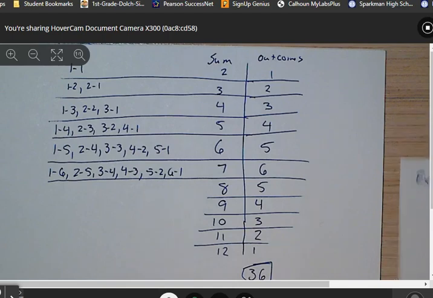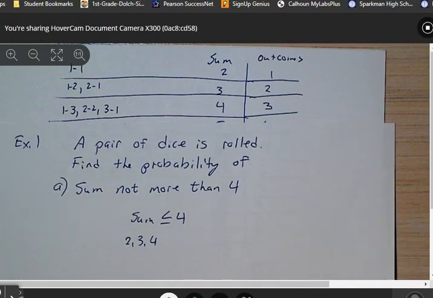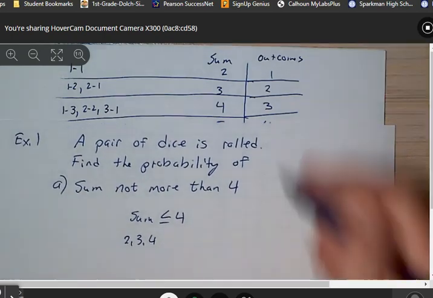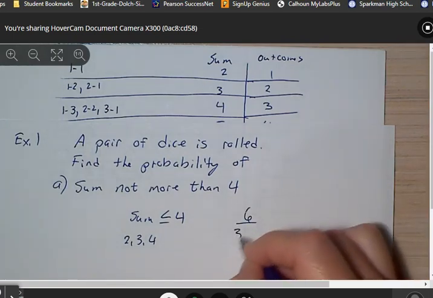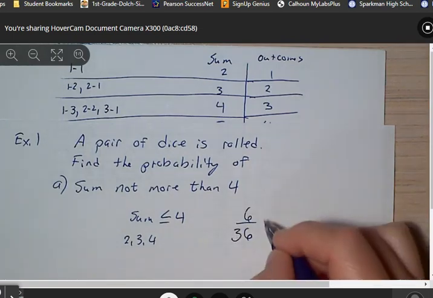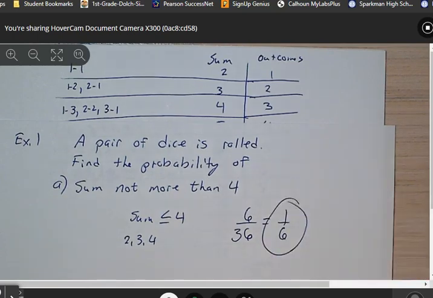Okay, so going back to question 1 then, it says, all right, what's the chances of getting something that's less than, or not more than 4? So that means it's 2, 3, or 4. Well, if you do that, there's 6 different outcomes you have here. So that would be 6 out of 36. So it's going to make it 1 out of 6.